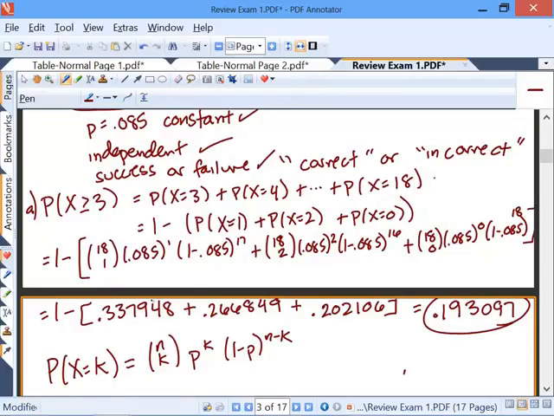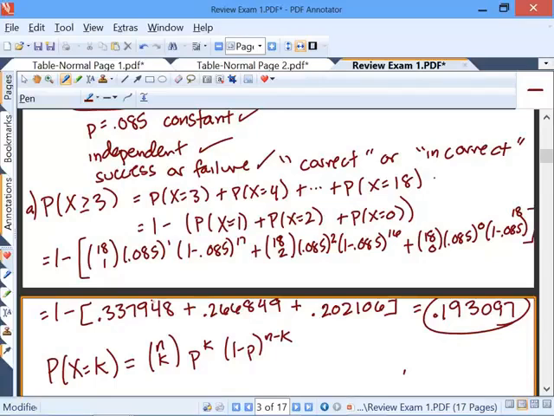Anyone else get the same thing that I did? Did you only round to like 4 decimal places, maybe? Okay, so I got my thing twice, so we'll go with that. Any questions on this? It's just kind of using the calculator.